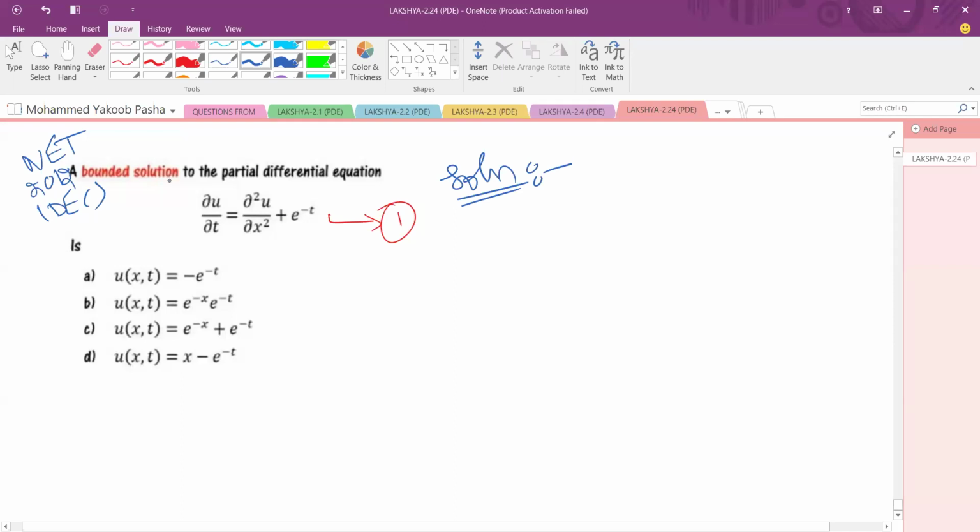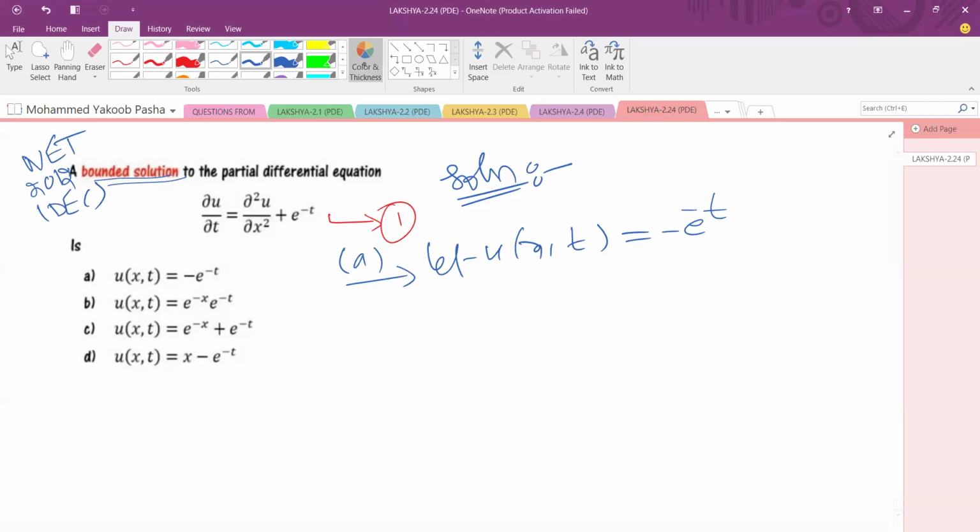So first, what is our target? To find the bounded solution. You have to remember the bounded solution. So we have to find the bounded solution for the equation. First, we can check the options. Option A I am taking. Let u of x comma t is equal to minus e power minus t. In equation number 1, we have dou u by dou t and dou square u by dou x square. We need to calculate both dou u by dou t and dou square u by dou x square.